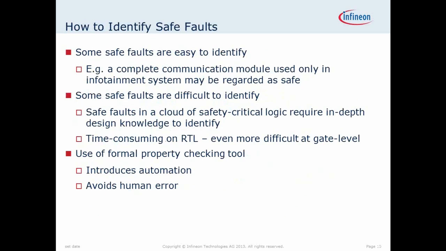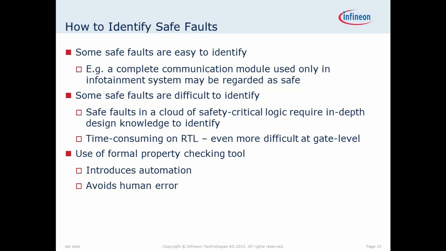So how to identify safe faults? Well, some are easy to identify. If you've got a whole communication block, in all of which the faults are safe, then that's quite easy to deal with. Some faults are very difficult to identify. If you have a safe fault deep down in a lot of safety critical logic, you need some quite in-depth knowledge of your design in order to be able to identify that as safe. Our experience is this is very time consuming on RTL, and it's near impossible on gate level.